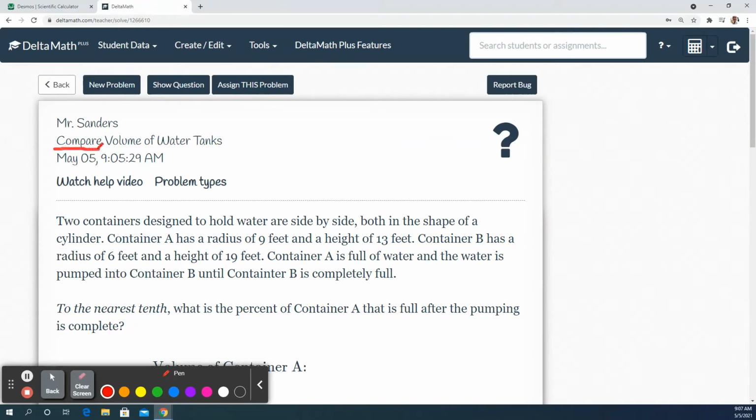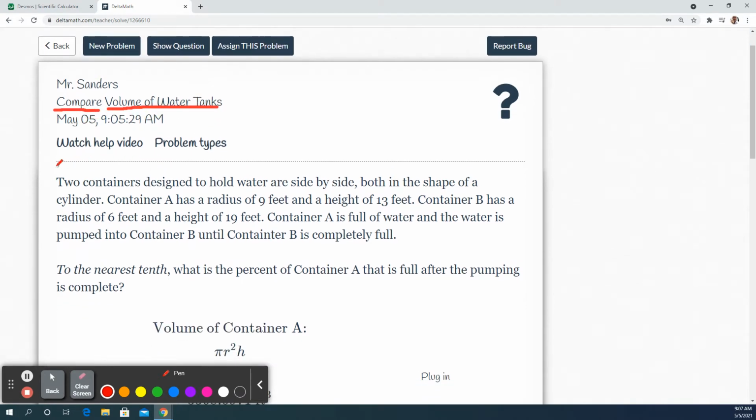We are comparing volume of water tanks. So this is probably referring to cylinders. Most water tanks are in the form of cylinders. But let's go ahead and look through it and see what we can do.